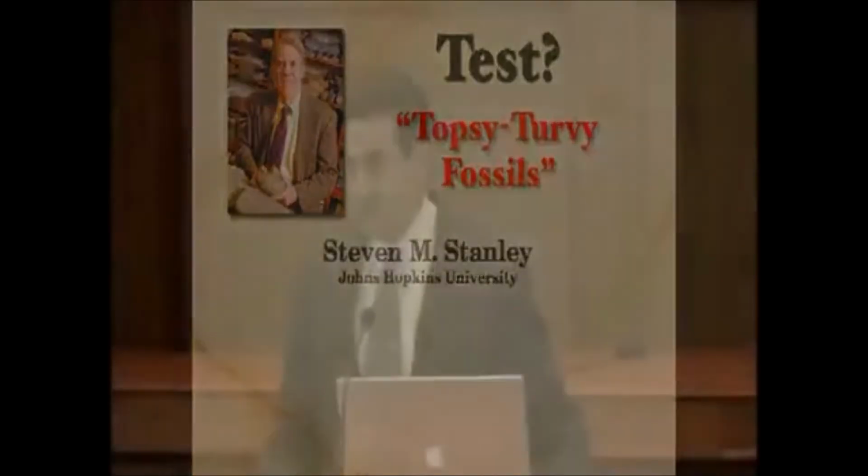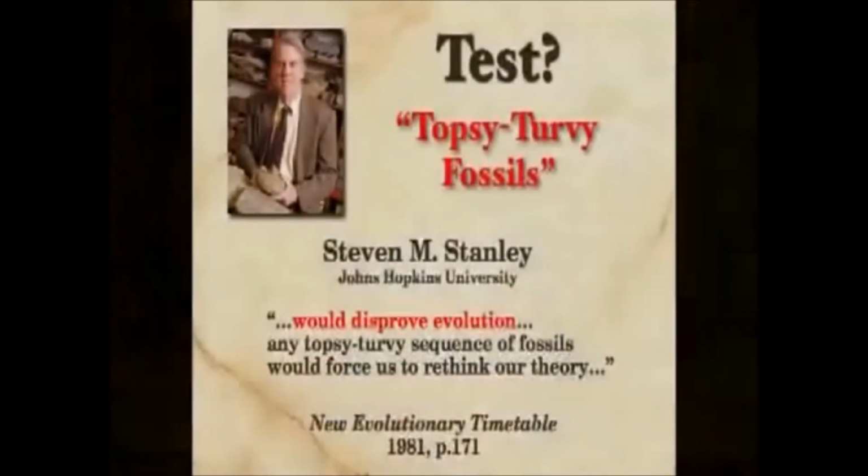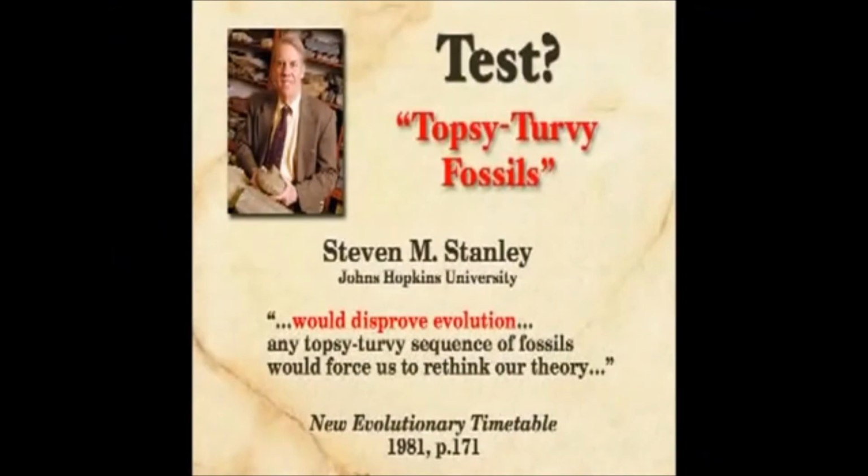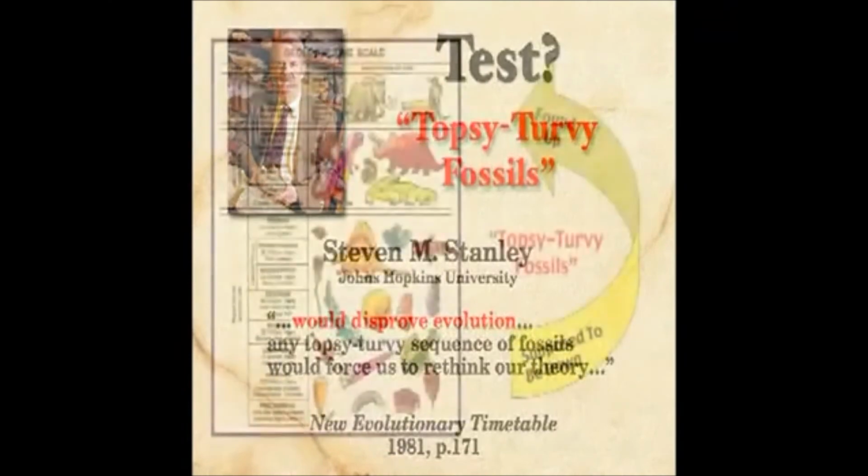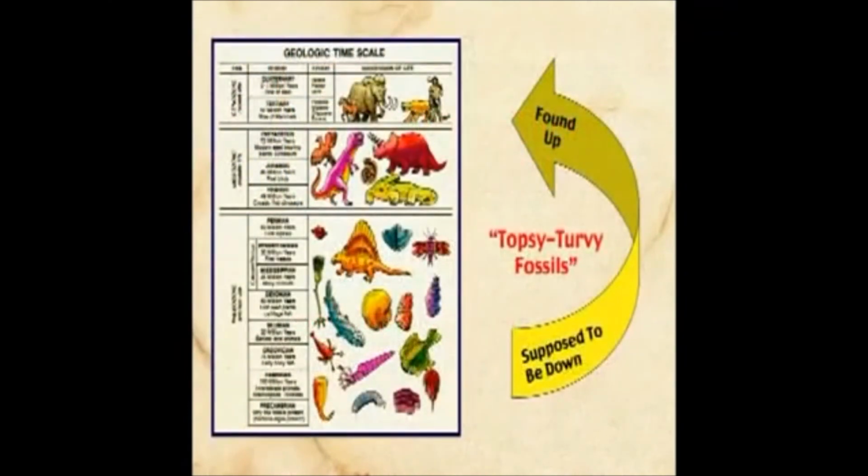We'll look at a fuller description of that before we conclude tonight, but this idea of things that are supposed to be at the bottom on top or things supposed to be on the top on bottom, topsy-turvy fossils, would disprove evolution. Any topsy-turvy sequence of fossils would force us to rethink our theory. And so if you're finding things that are supposed to be on the bottom up at the top, then you've got a problem. Well, you should have.